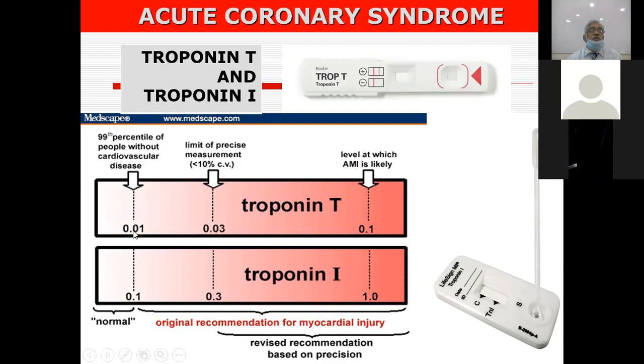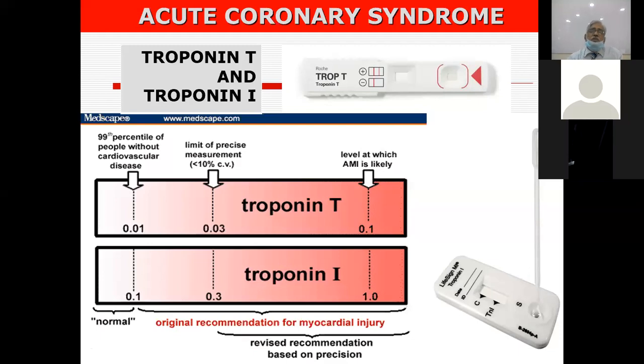Well, these are the values. So you can imagine, 0.01 Trop T. It is so sensitive that it can measure the 99th percentile of people without cardiovascular disease; the value is this, very, very low. But if it increases, as you can see, the pink color increases as the concentration increases. And this is the level at which you can say that the person has acute coronary syndrome or ACS or MI. You can say AMI, acute myocardial infarction, or acute coronary syndrome.